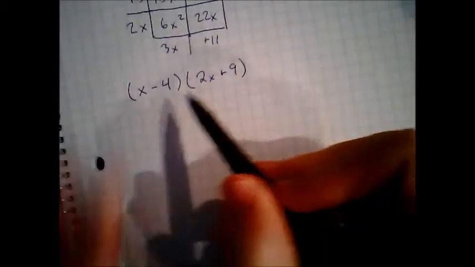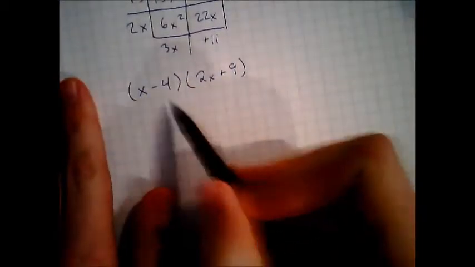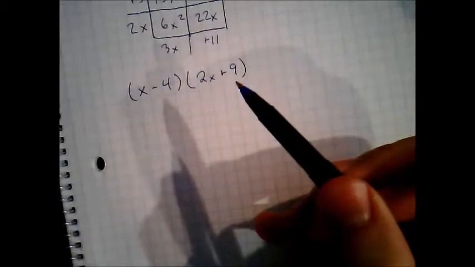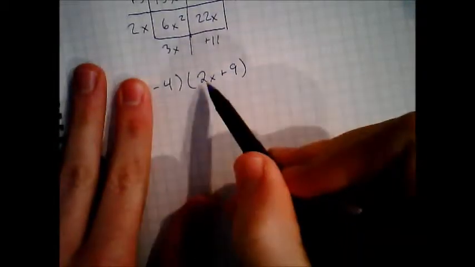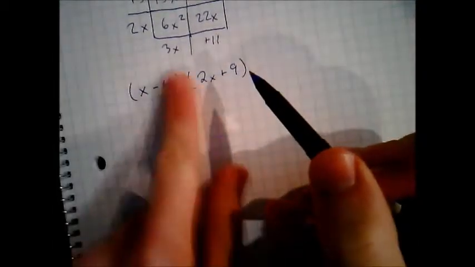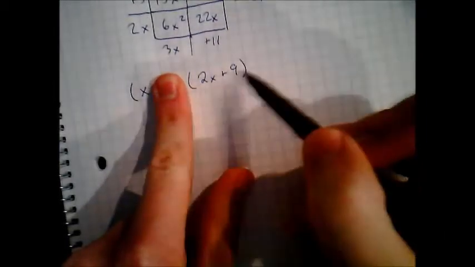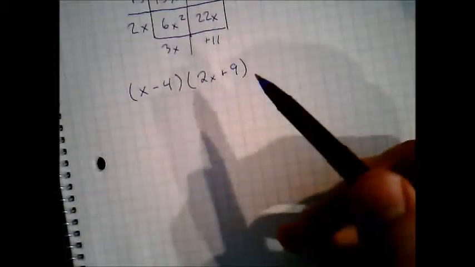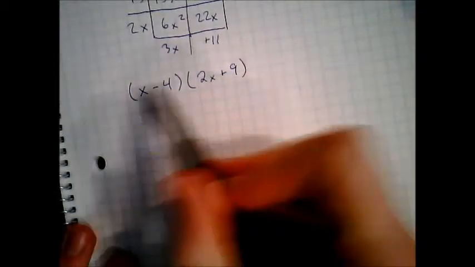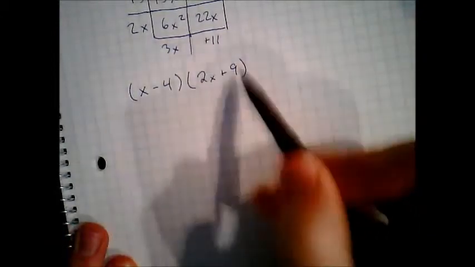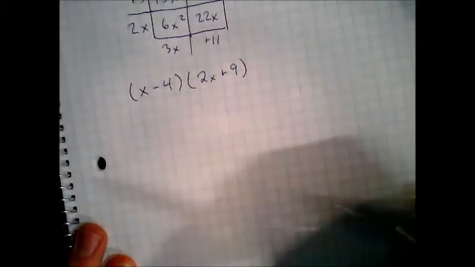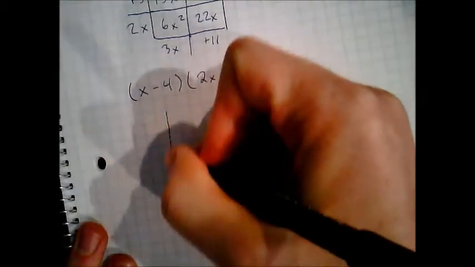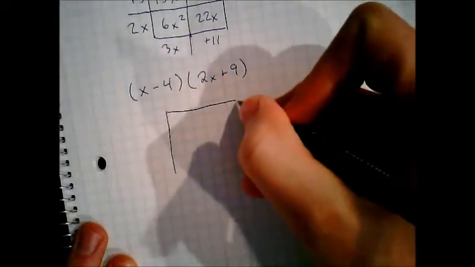So again, we want to distribute each term in our first group to our second group. We want to do the distributive property twice. We want to do negative 4 times 2x and negative 4 times 9, as well as x times 2x and x times 9. We're multiplying a group by a group, so we just want to do the distributive property as many times as we need to. We want to multiply every single term in our first group by every single term in our second group. So again, the way to organize our thinking and our work is we make a generic rectangle.